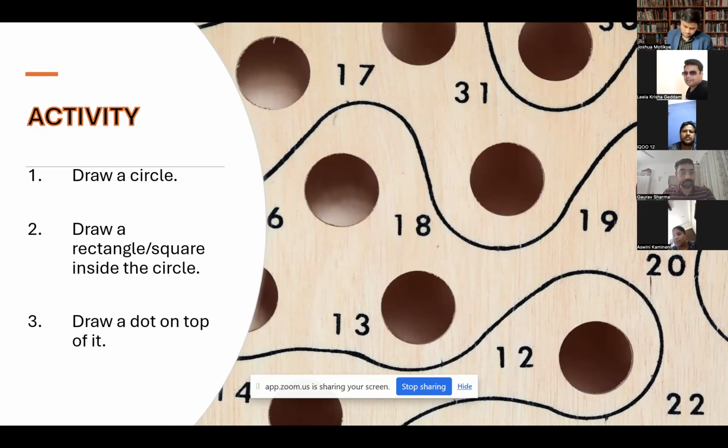Or if you don't have it with you, you are taking it on a mobile or something, then just keep in mind what picture you are drawing based on these steps. The last step is draw a dot on top of it. So based on these 3 steps, just draw a picture. I'll pause for 10 or 15 seconds.